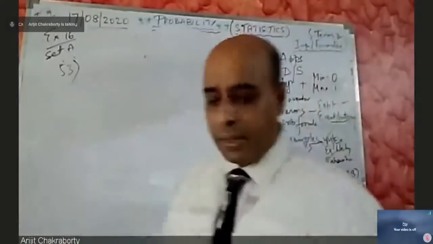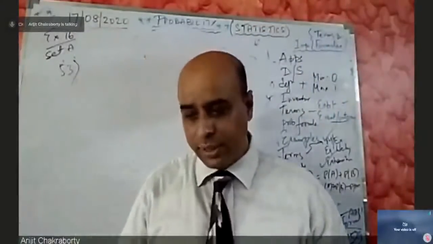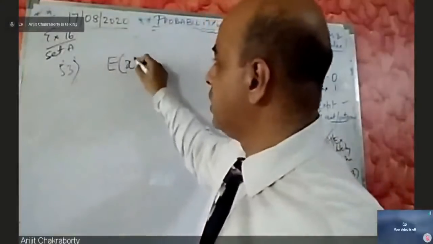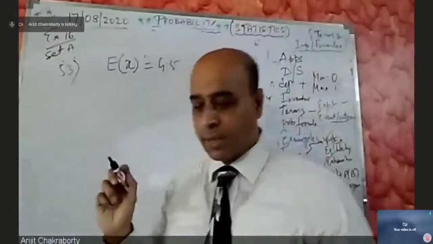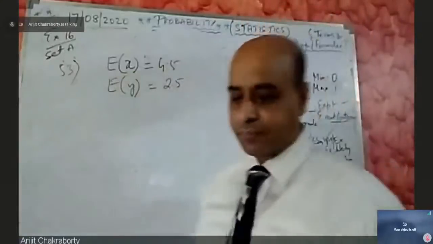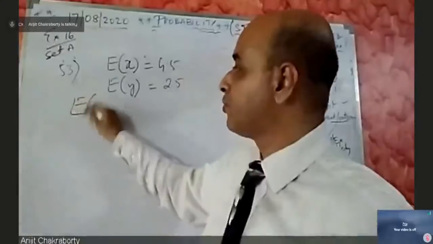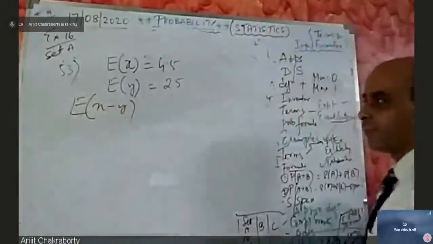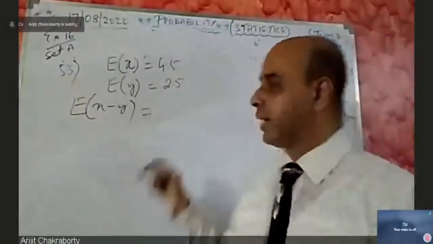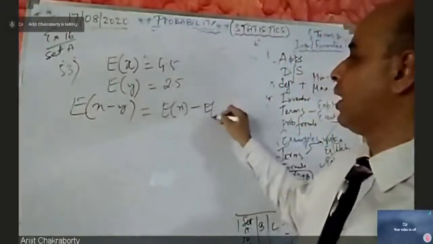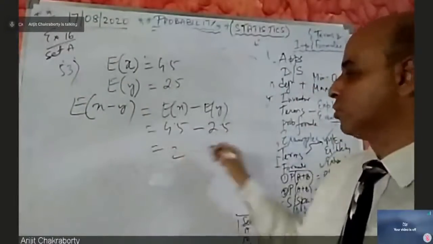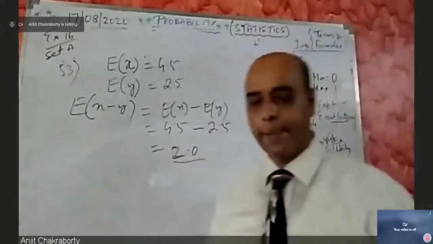So let's take 53. If x and y are random variables having expected values, E(x) is 4.5 and E(y) is 2.5, we have to find the expectation of x minus y. We have done this formula a little while back, right? You know that E(x minus y) is simply E(x) minus E(y). So in this case, it is 4.5 minus 2.5, that is 2. My answer is 2.0.